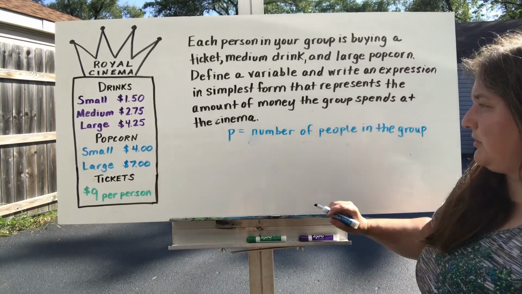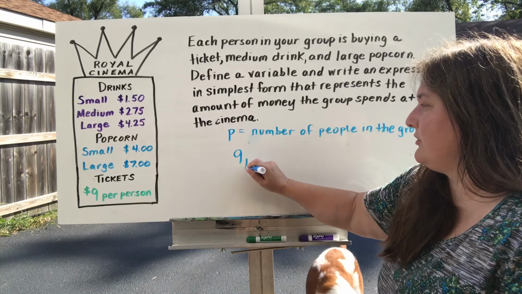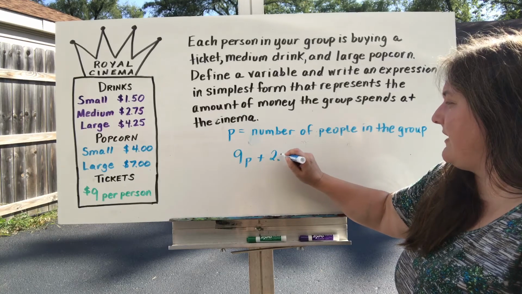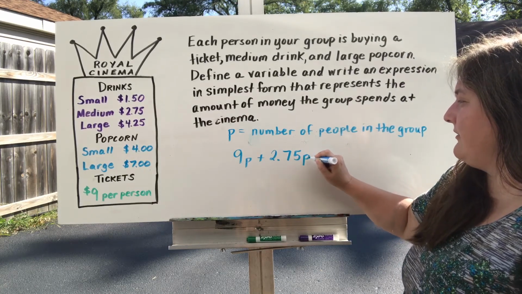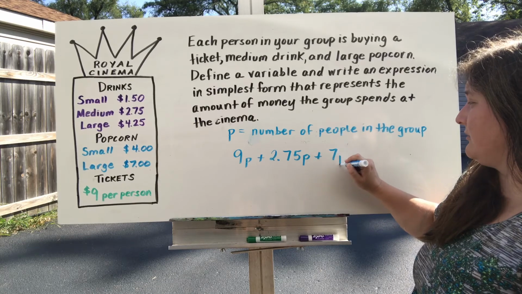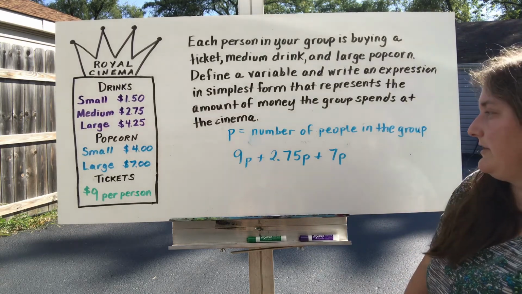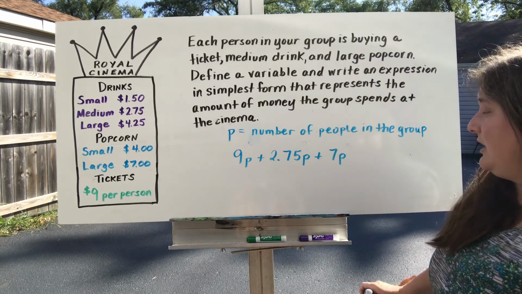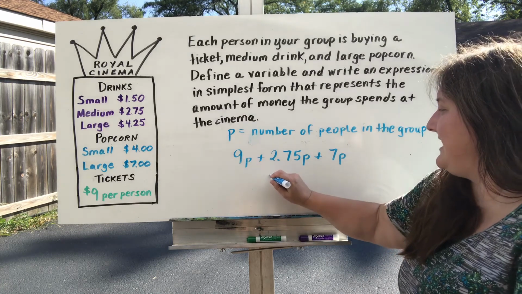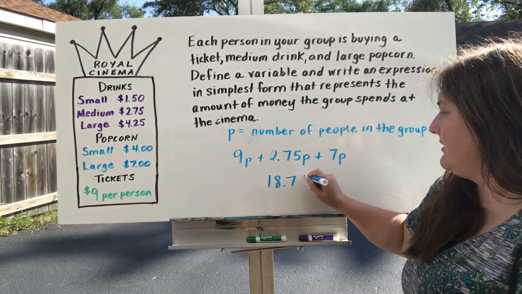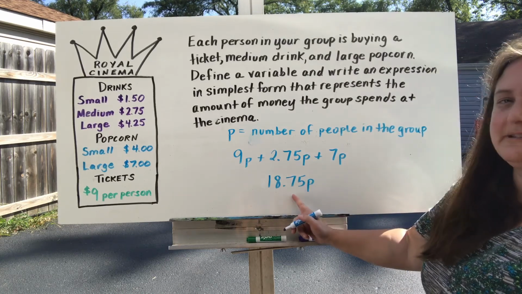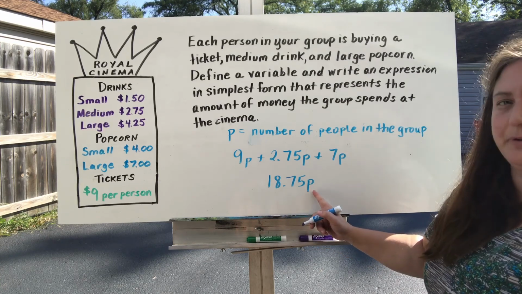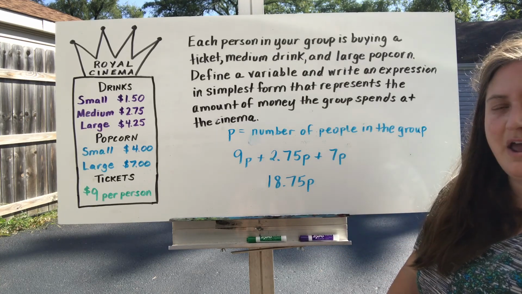So I know that each person is buying a ticket, so that's $9 for each person. Plus they're each buying a medium drink, which is $2.75 for each person. And they're all buying a large popcorn, which is $7 per person. So I want to combine all of these. So 9 plus the 2.75 is going to give me 11.75, plus 7 is going to give me 18.75 per person. This is a simplified expression that shows how much the entire group is going to spend. Now I just need to know the number of people in the group, multiply it by 18.75, and I will have my total.